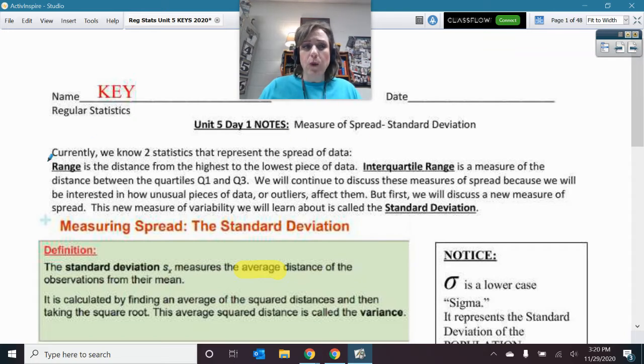First, we know about range, the highest minus the lowest, that total spread, and we know about the interquartile range, that middle 50%. So standard deviation is going to be the next measure of how varied the data is, how spread out. The bigger the standard deviation, the more spread out. The smaller the standard deviation, the more closely clustered around the mean. That is because the standard deviation is the average distance from the mean. So how far away are all of these pieces of data on average from the mean?